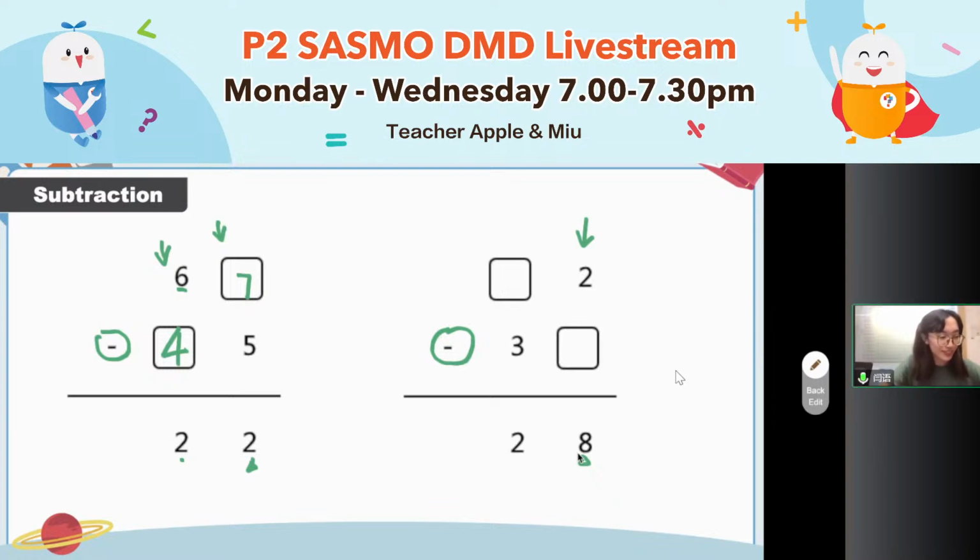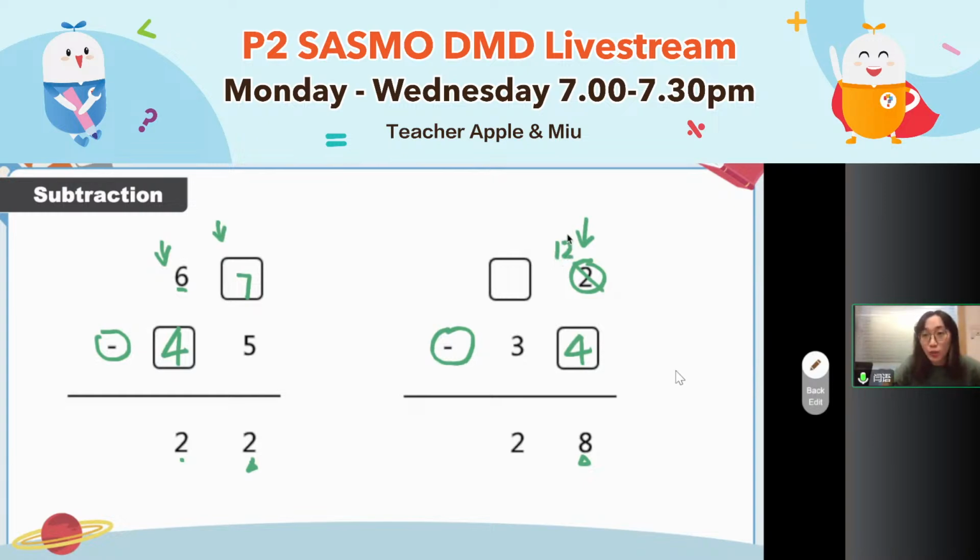Is it possible? 2 minus what? Good job. 2 minus 4, right? Why? Because actually, again, you can see that 2 is very small. It cannot minus and then get a bigger number. So actually, it needs to borrow, right? Borrow what? Borrow 1 from tens. So actually, it is 12.